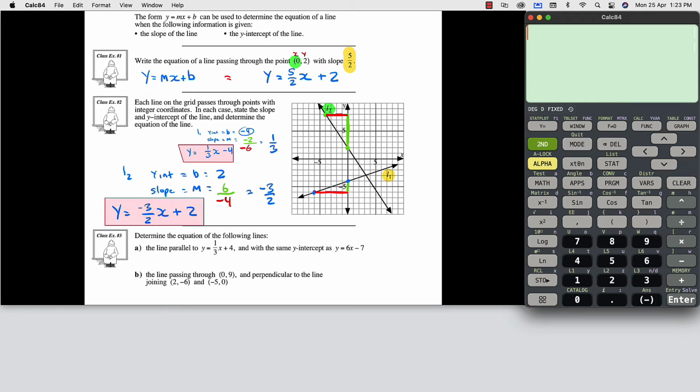And let's move along. Just resize this really quickly. Put it over there. Okay, class example number 3.